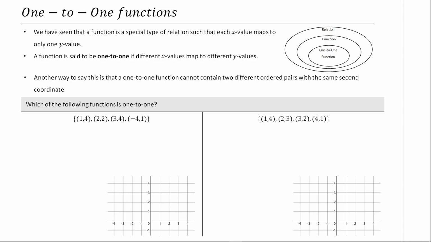Welcome. So in this lesson, we're going to be talking about one-to-one functions. Let's begin by reading through some definitions.